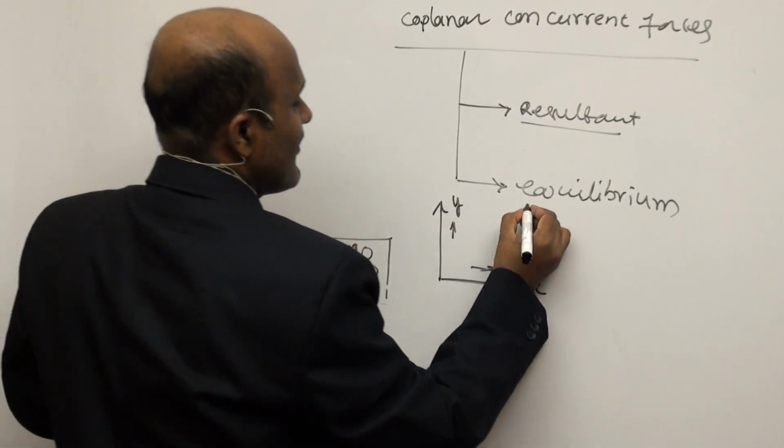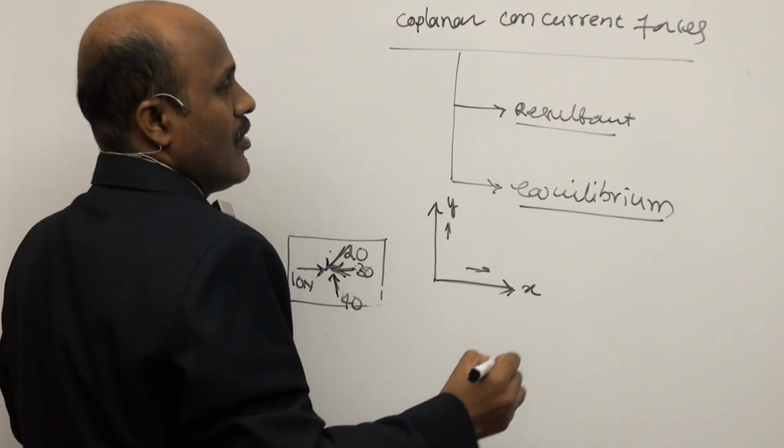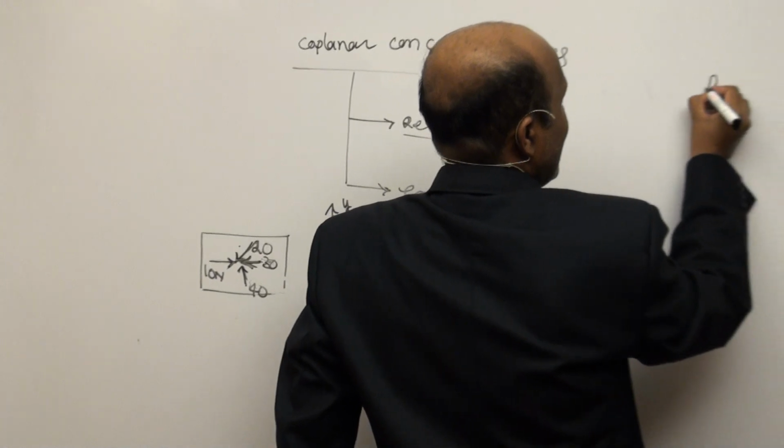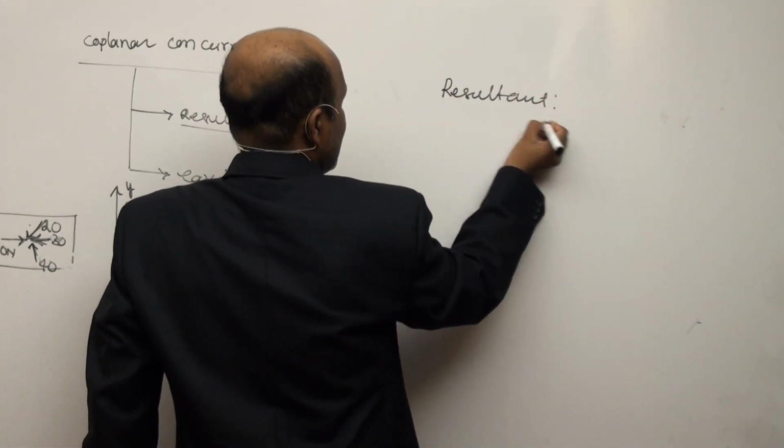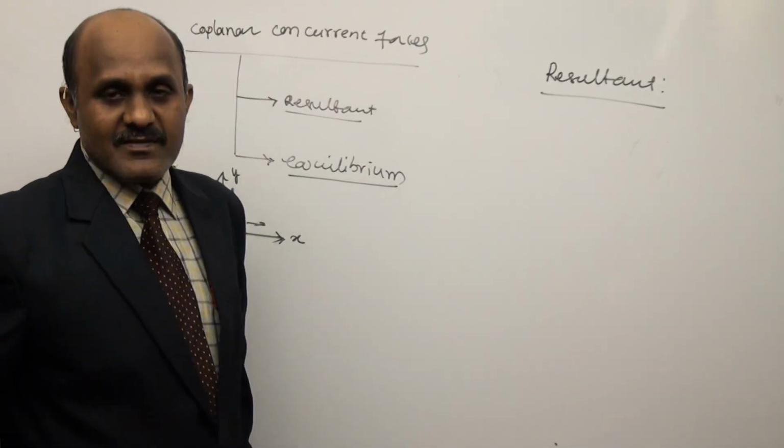That is what we will discuss in equilibrium condition. So first of all, what is meant by resultant? What is meant by resultant for coplanar concurrent forces?